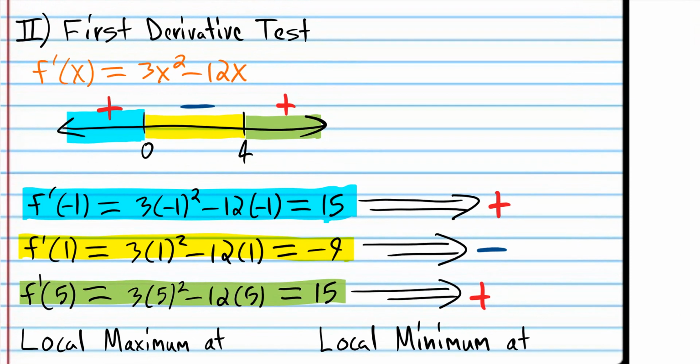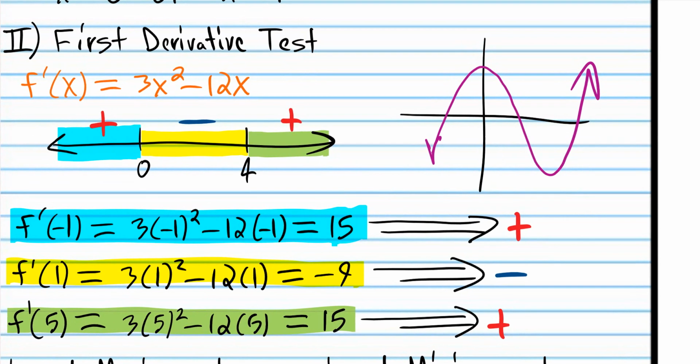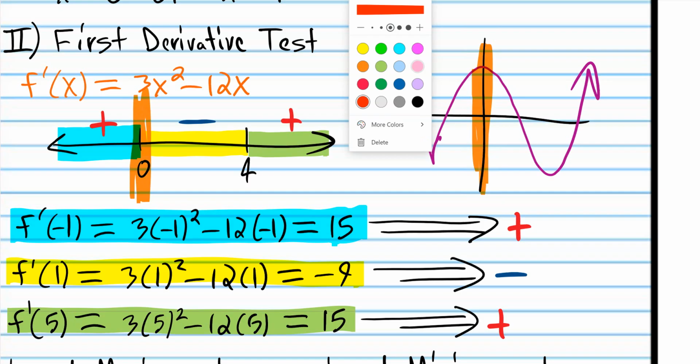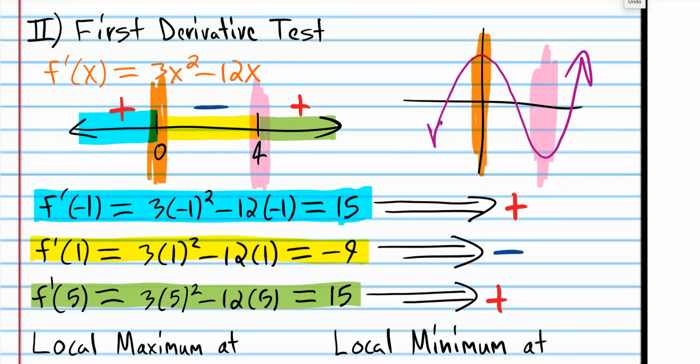So again, let me show you how it does that. What this sign chart tells me is that the graph looks something like this. Now my graph is not perfect because I'm not taking the time to actually calculate values. But what I know is that there's a maximum value where x equals 0. That's this orange place here. And I also know that there's a minimum value where x equals 4. That's this pink area down here. And how does it do that? How does this sign chart tell me where the maximum and minimum values are?